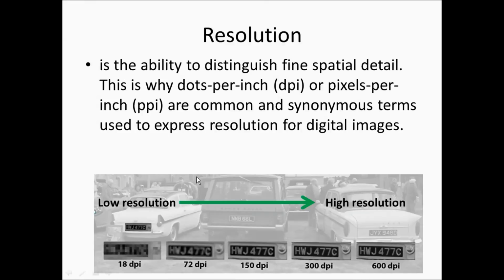Here's another sort of visual way to see resolution. Basically, the resolution is the ability to distinguish the fine spatial detail. This is why dots per inch or pixels per inch are common and synonymous terms used to express resolution of digital images. Again, this is a general way of saying, is it high resolution or low resolution? So here we have a license plate that's been imaged at 18 DPI, so it's very low res, and as it goes up, the more dots per inch, the higher the resolution gets.